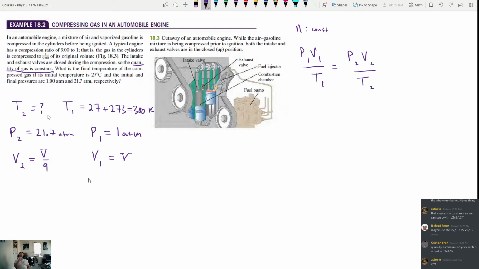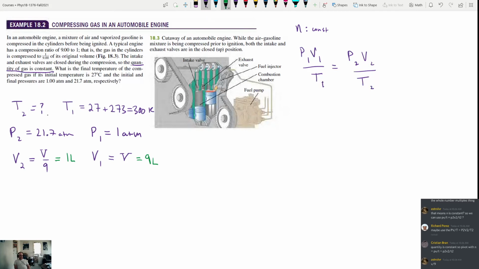Okay. You could also, by the way, if you really wanted to, let the volume be equal to 1 liter, or even easier, let the volume be equal to 9 liters, and then this would be equal to 1 liter. That would work too. It doesn't really matter. If you don't want to call it V, you can call it 9 liters, and this would be 1 liter. Okay, so now we just need to solve for T2.